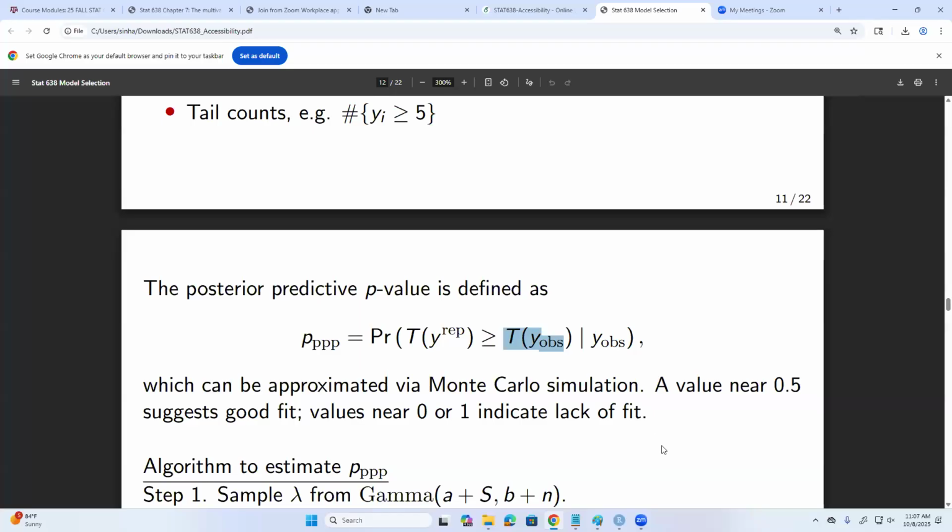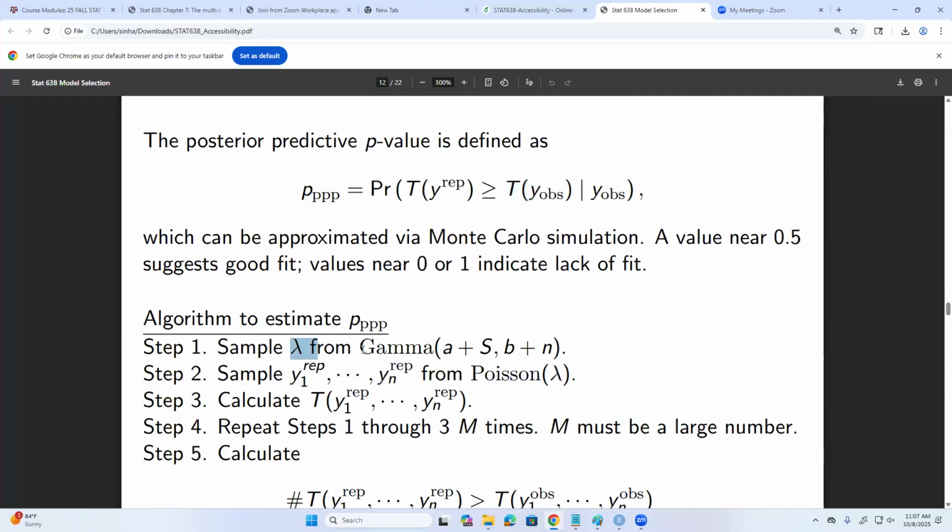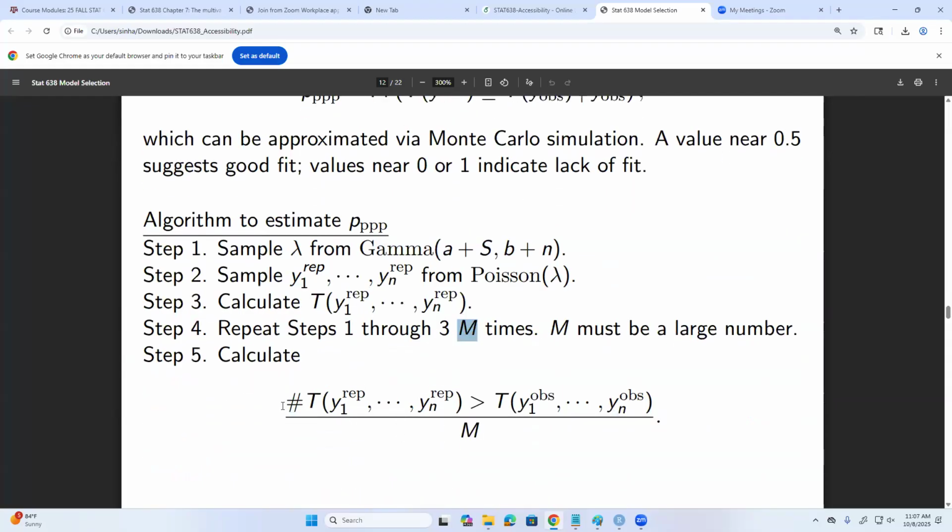So the algorithm goes like this. You sample lambda from this gamma distribution. This is the posterior distribution. And then you sample observations from the Poisson distribution with this lambda that you sampled in step 1. Then calculate the statistic. Repeat steps 1 through 3 M times. M must be a large number, and calculate this proportion. It's very similar to the idea we used previously. The only thing is that this time we are sampling from the predictive distribution, and previously we sampled from the Poisson distribution with mean 2.